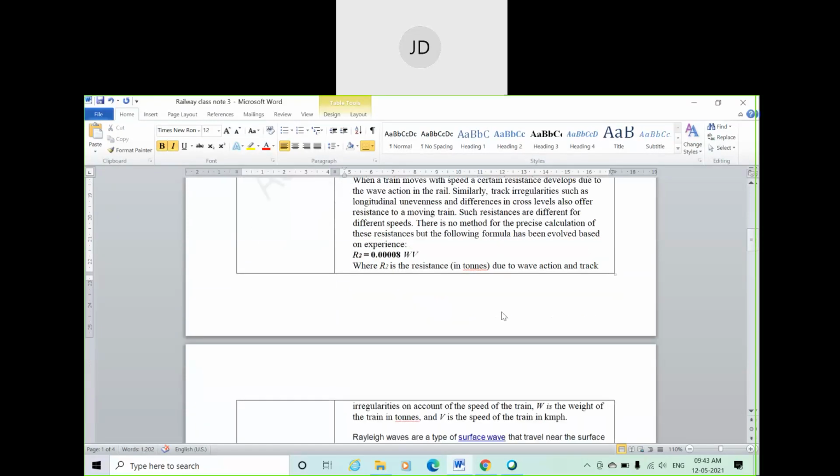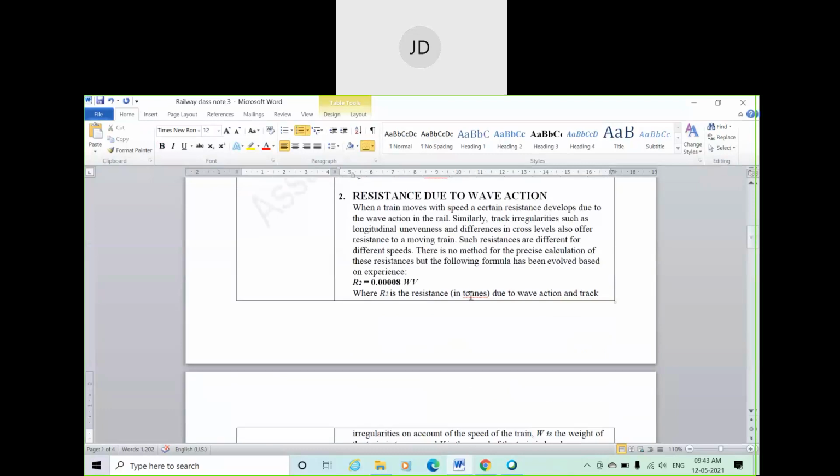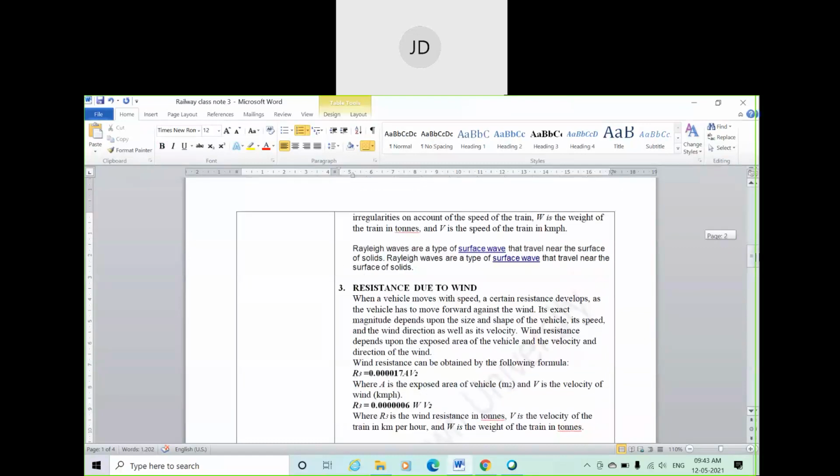Here V is in kilometer per hour, and the weight of the train is in ton. So this is all about resistance due to wave action. Next part is resistance due to wind.